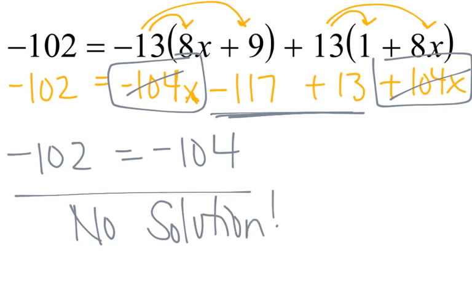And the reason is because this equation is not equal. Negative 102 is not equal to negative 104, therefore leading to no solution, which is different than your infinite solutions when you had 1 equals 1. So I just want to point out what that would look like. Again, your variables would cancel, but you'd be left with an equation that does not equal each other, does not make sense.